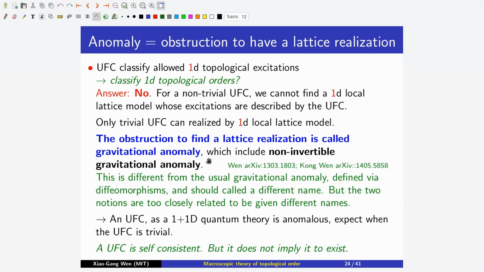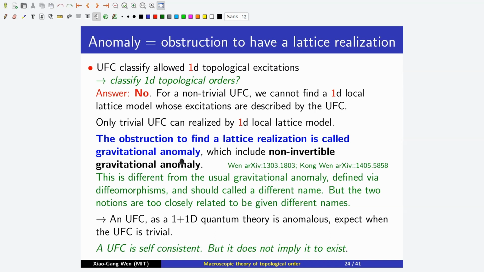So what's the problem? The issue is really an anomaly. When you have a fusion category, it is something self-consistent. Macroscopically, you have particles moving around, so the macroscopic theory is self-consistent. But microscopically, we don't have a lattice model to realize this macroscopic self-consistent theory. And this phenomenon happened before, when you have a field theory, a macroscopic theory, which is anomalous. One way to understand that is that we don't have a lattice model to realize such a field theory. And here it really means a gravitational anomaly.